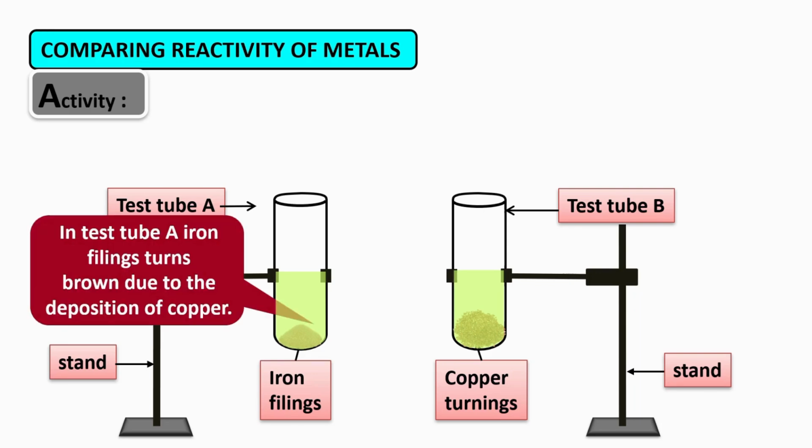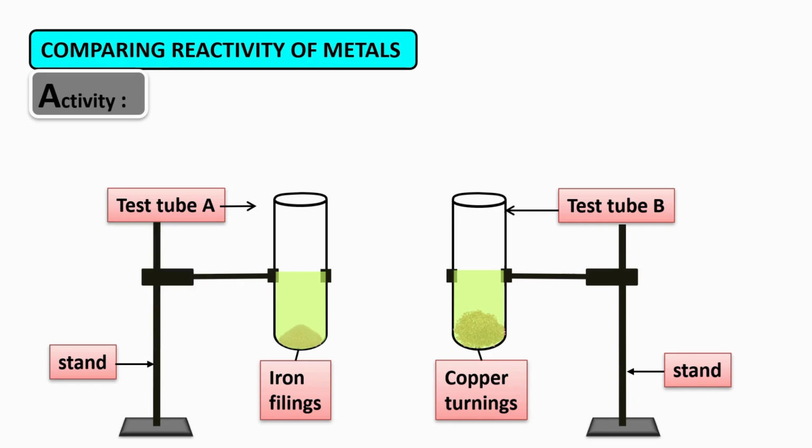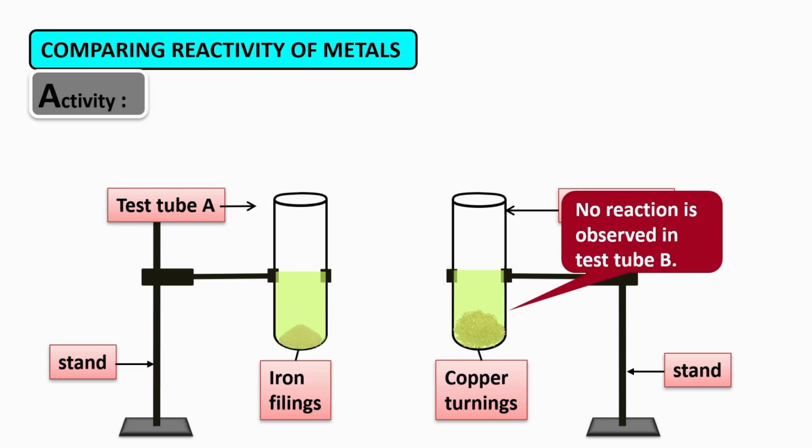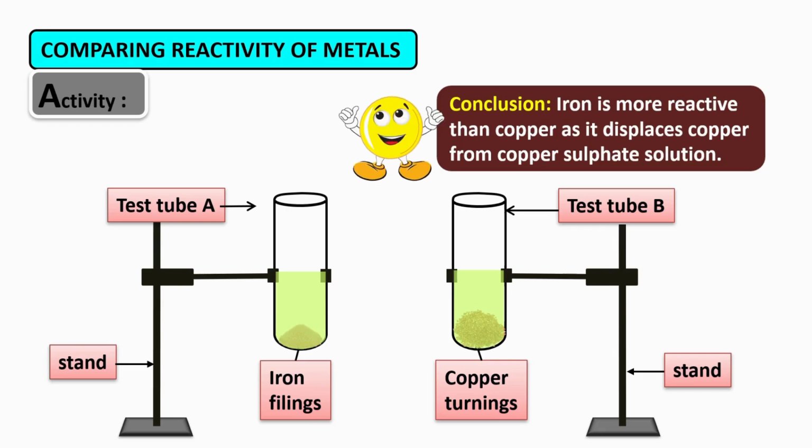In test tube A, the iron filings turn brown due to the deposition of copper. The solution turns pale green due to the formation of iron sulfate. And in test tube B, no reaction is observed. Conclusion: iron is more reactive than copper as it displaces copper from copper sulfate solution.